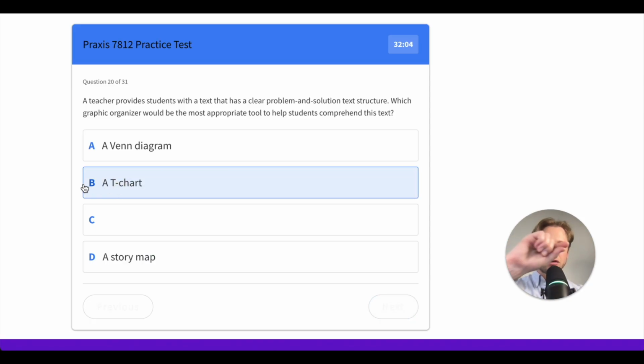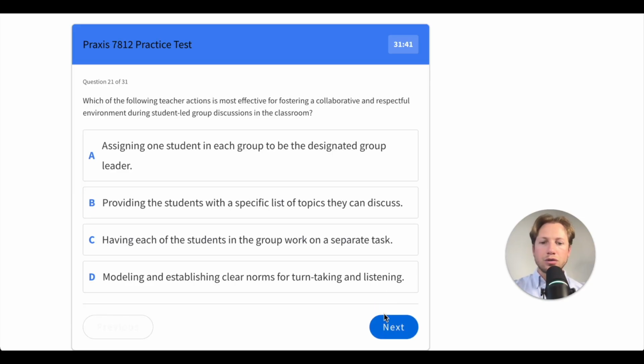You can draw the horizontal part, the vertical line, and then you can talk about the two distinct parts or books using the two different columns. This would be a great tool in order to help students look at that problem and solution. All right, so moving on to question number 21.